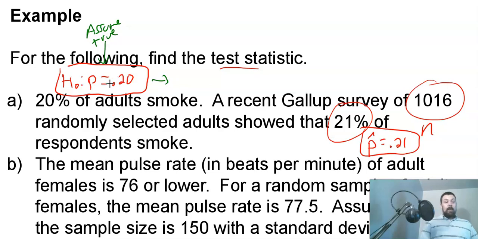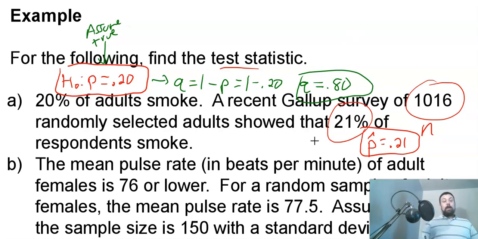Q is always 1 minus p, right? Q hat is 1 minus p hat. You're going to see this in chapter 9, but q bar is 1 minus p bar. So anytime you see p and q in a problem, q is always 1 minus that p for whatever particular thing you're looking at. So q is going to be 1 minus 0.20, which gives me a value of q equal to 0.80.